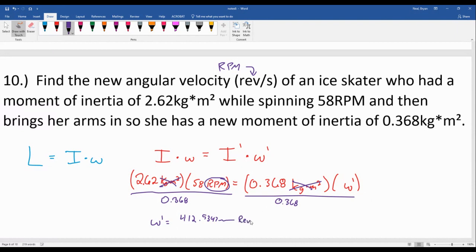RPM, remember, is revs per minute. So we can say revs per 1 minute. And then because we want revs per second, we just need one quick conversion. So minutes on top to cancel, seconds on the bottom. 1 minute is 60 seconds. We cancel minutes. We've got revs left over, seconds left over. So as it turns out, this figure skater is spinning... which I imagine would make me very dizzy.